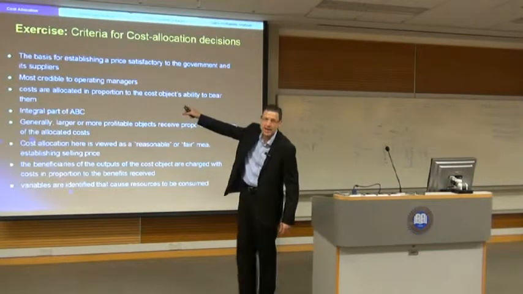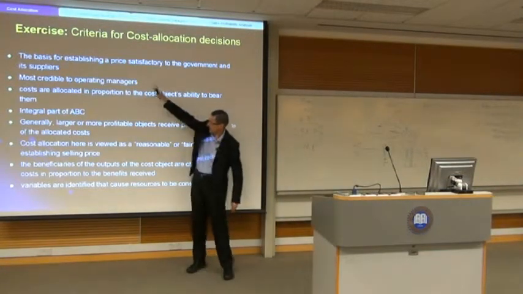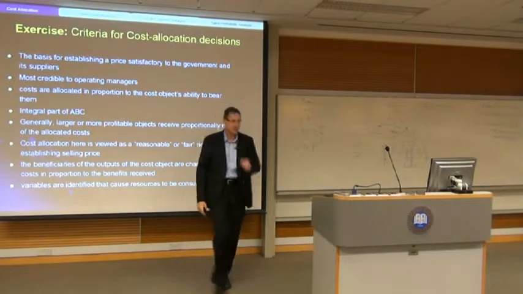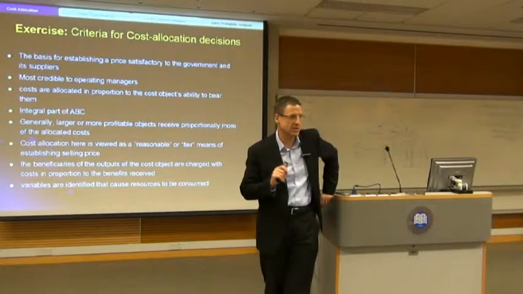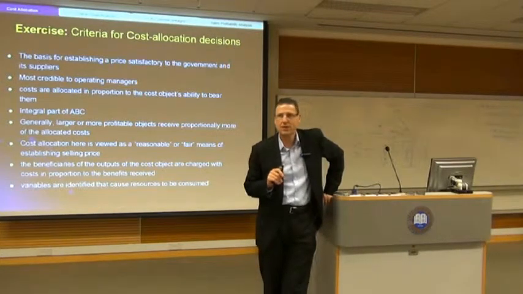What I want you to do now, here are some examples of cost allocation. In groups of two, I don't want any lone rangers, okay? What do you mean by lone ranger?